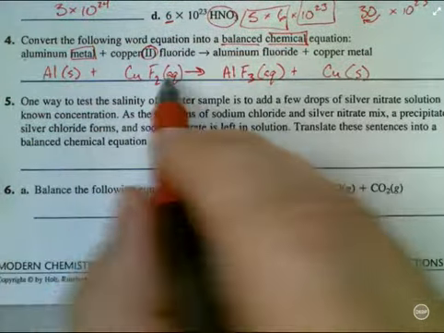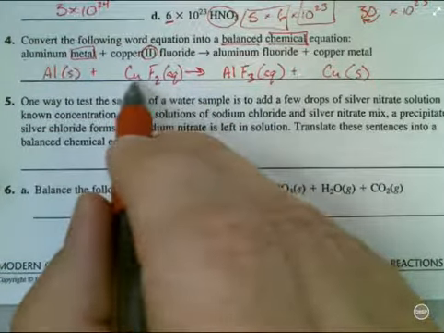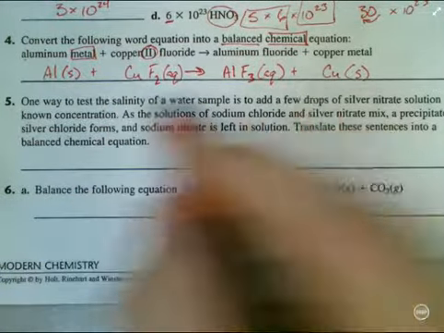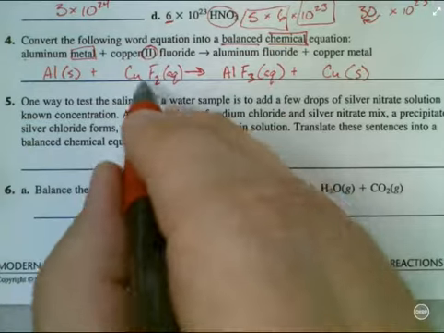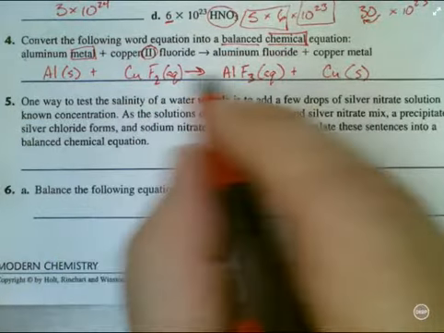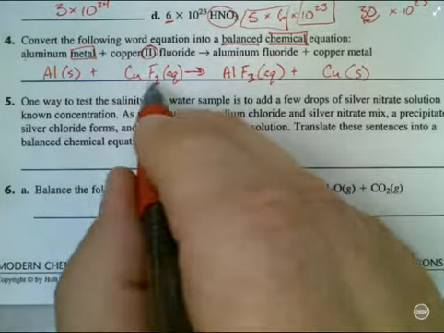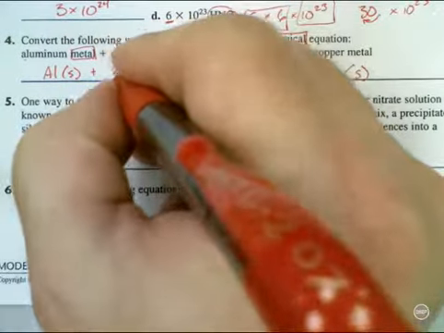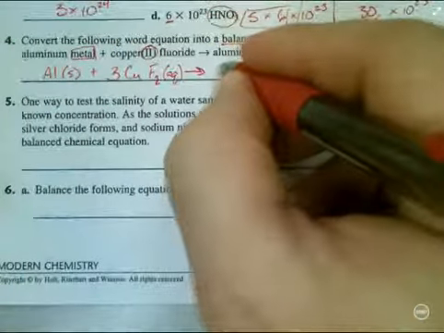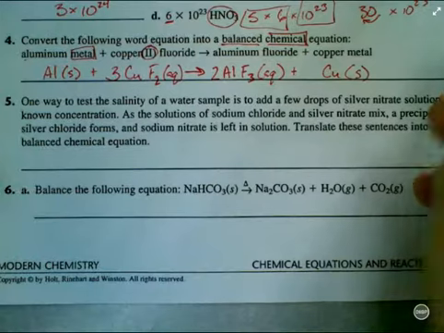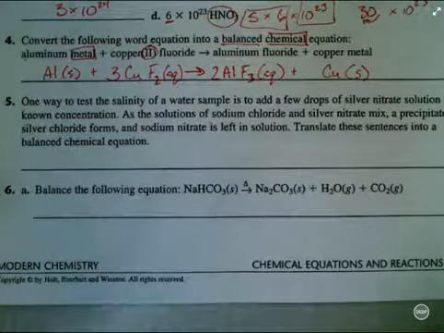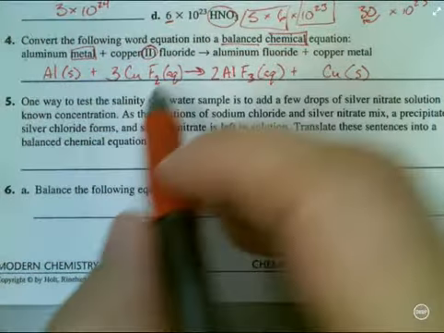Right now, aluminum's balanced, so I won't worry about those at the moment. I look at the coppers and see that they're balanced as well, so I'm not going to worry about that. I'm first going to look at the fluorides because they're not balanced. So I'm going to put a 3 in front of copper 2 fluoride and a 2 in front of aluminum fluoride, so that at the end of this I'll have 6 fluorides on either side.